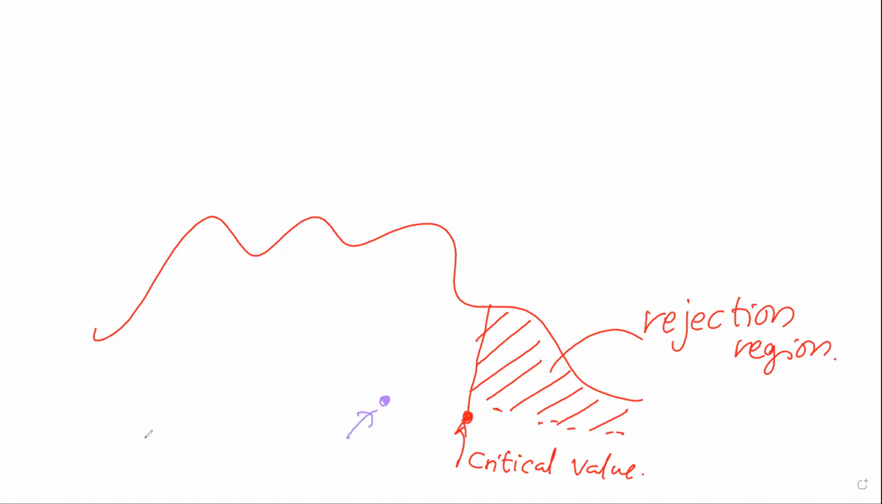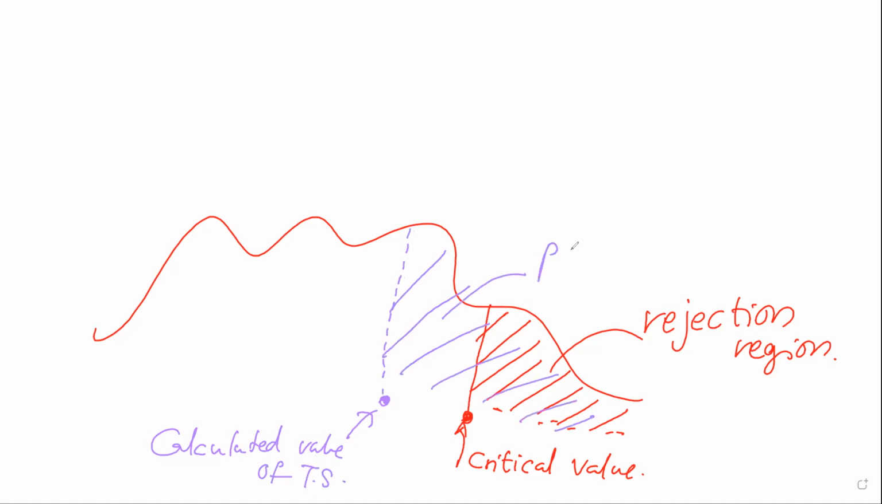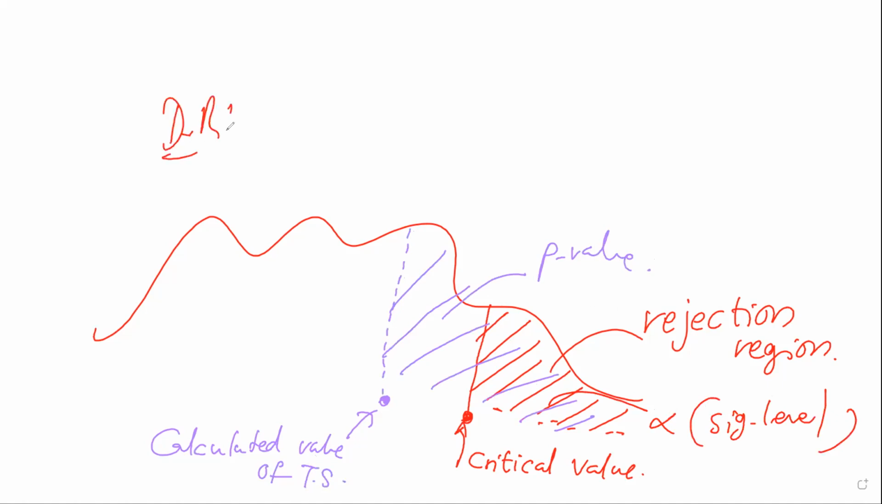So let's say this is our calculated value of our test statistic, right? P-value is basically the area under that curve. This is the p-value. It's again a probability. This red part is what? Significant value, alpha. Alpha is a significance level. It's also a probability. That is why we make the decision rule all the time with regards to p-value.